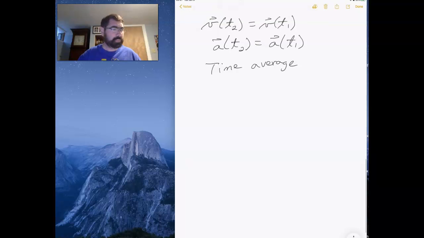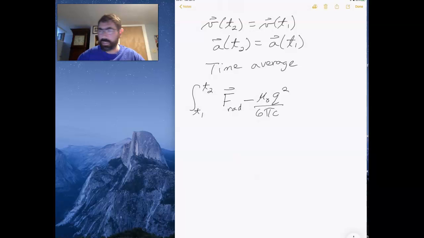So if I now put this back together, what I get is the radiation force minus mu 0 q squared over 6 pi c times the derivative of the acceleration, a dot, is equal to zero when dotted with v, integrated over dt. So I basically took the right-hand side of that equation, subtracted it from both sides, and I now get a 0. So integrate over this.